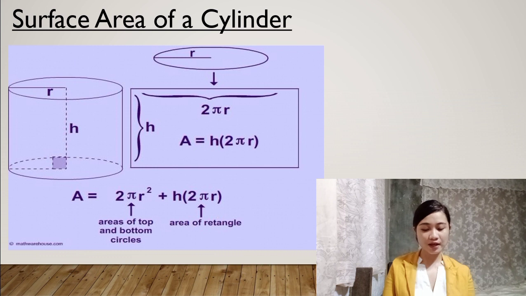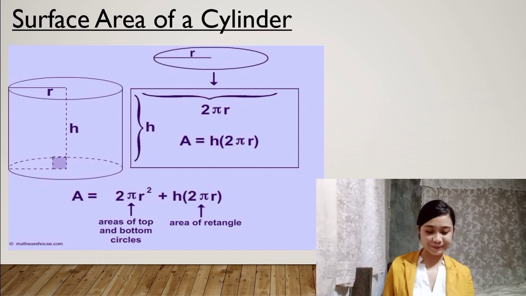add. So the first area will be the areas of the top and bottom circles, so the 2 pi r. So since there are two, so yung r natin, yung radius natin is, we are going to put the square. Okay? So, yung mangyayari is, the first formula will be 2 pi r squared. Okay? Kasi may top and bottom man yung area ng circle.